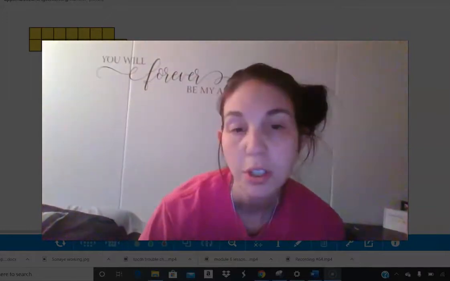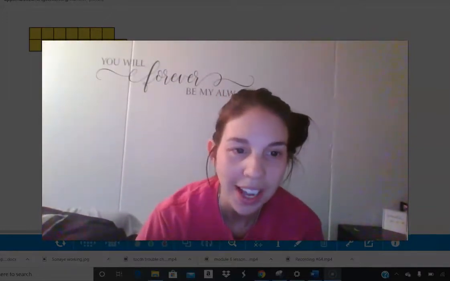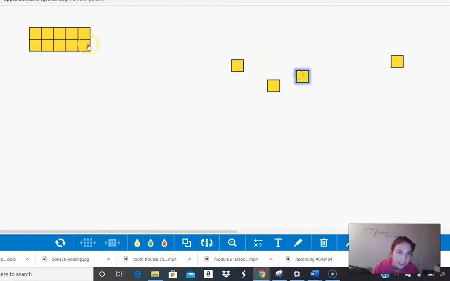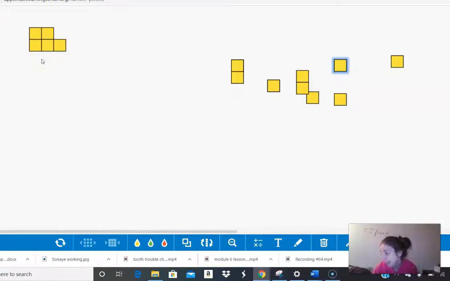Okay, so go back to our tiles. And our first grouping is 2 rows of 2. 2 rows of 2. And then 1 row will have 1 extra. Because remember, we're doing an odd. So we have 2 rows of 2 and then 1 more. So this is a grouping of 5. That's an odd number.